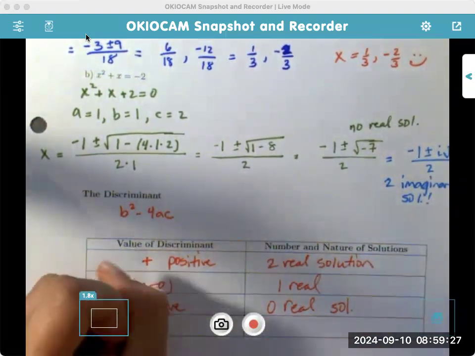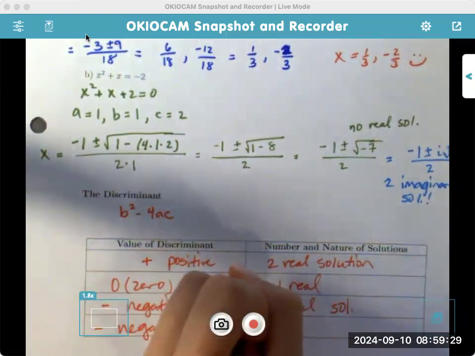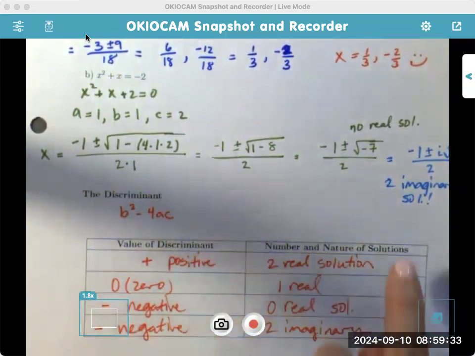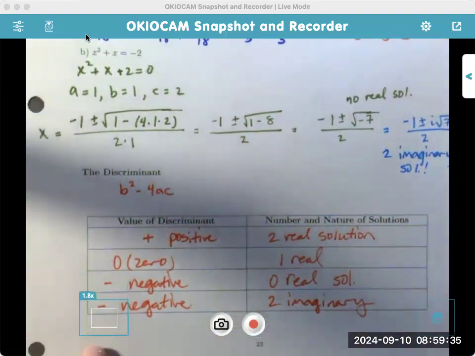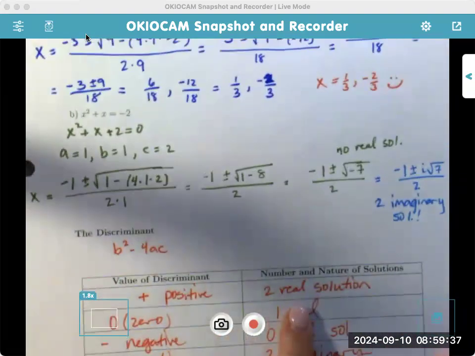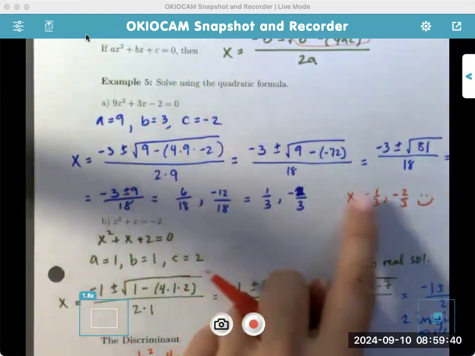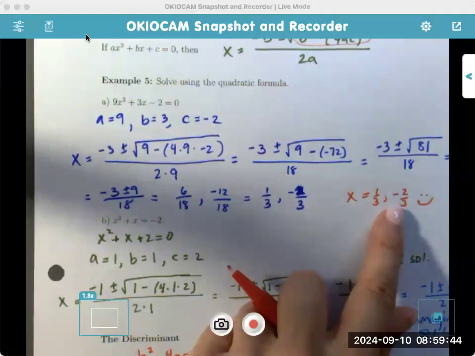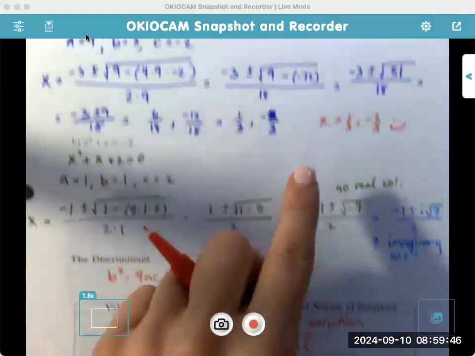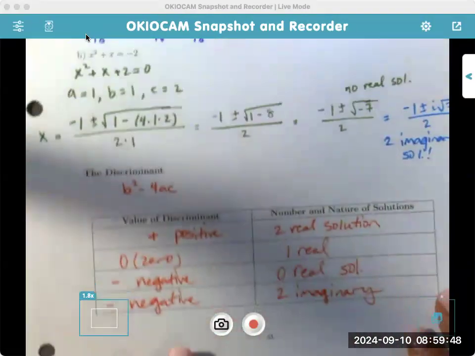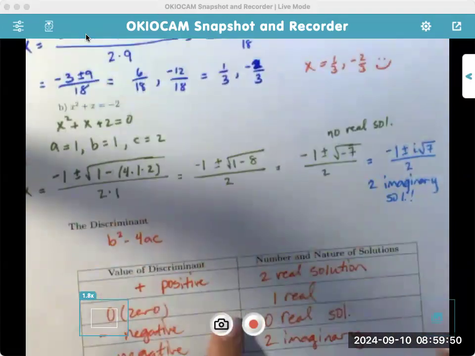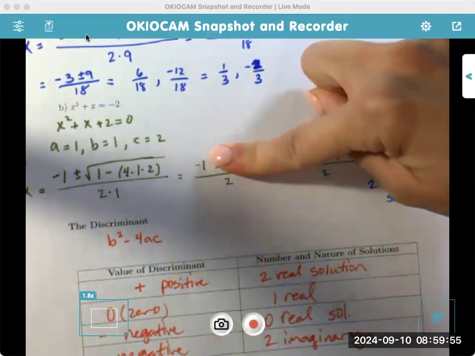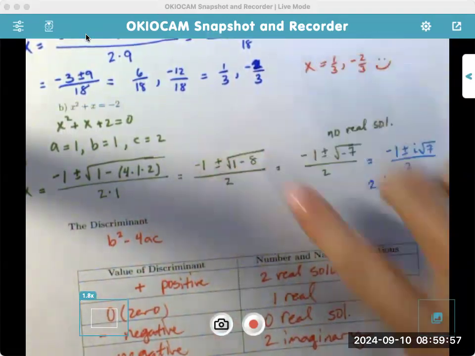And again, if it's negative, we have 2 imaginary, just like the last example that we did. So positive, we have 2 real, just like this one, right? 2 real solutions, whether it ends up nicely like this, like 1/3 and negative 2/3, or kind of messy with a root in it. 0 meaning that the square root term would disappear and we just have like negative 1/2, so to speak, if this part is 0.